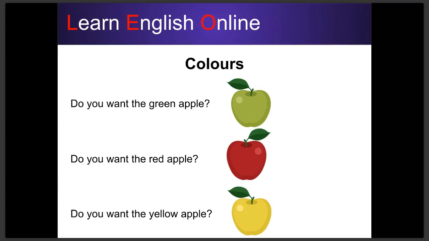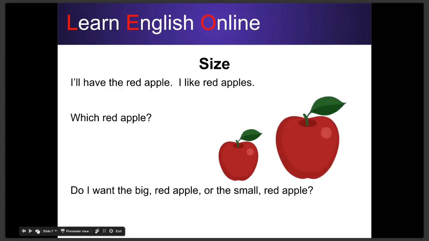Which apple do you think I want? What kind of apple do I like? I'll have the red apple. I like red apples. Now, we've got another apple. Oh no. Which red apple? Do I want the big red apple or the small red apple? Oh, it's got more complicated. Choices, too many choices. Which one should I choose? I'm a greedy teacher. I'll have the big red apple. So I want the big red apple.